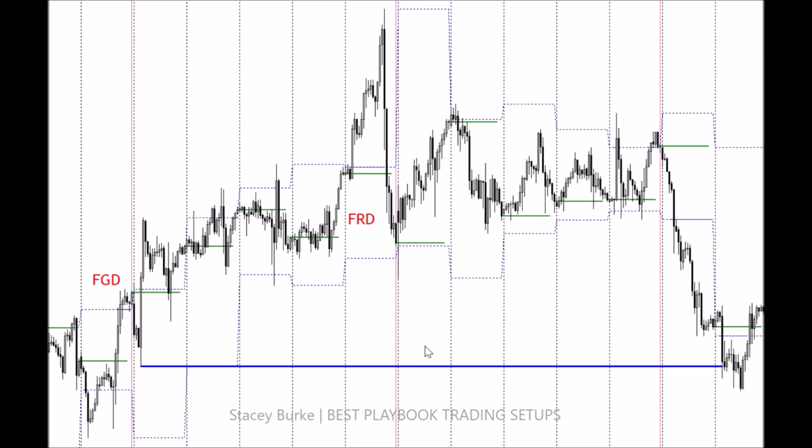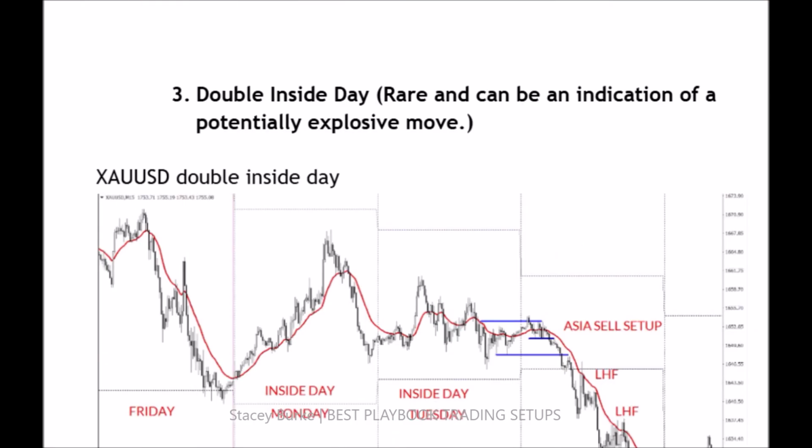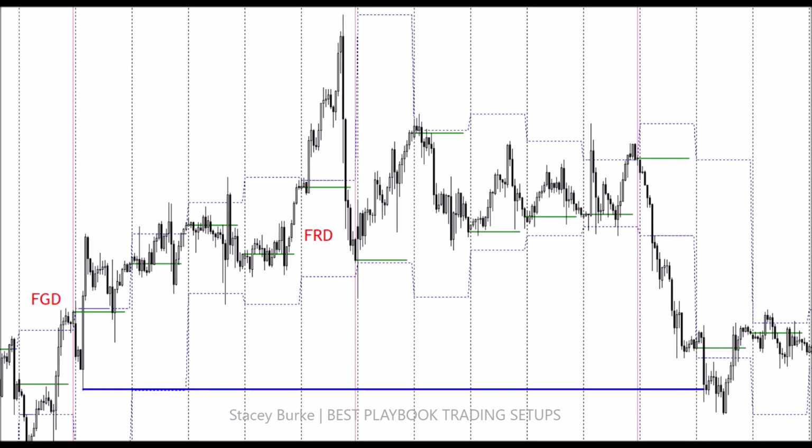False breaks of the inside bar, the double inside days, page 74 in the playbook, and understanding how when we have double inside days or even inside days, how the breaks of these highs into the closing range may have other time frame traders trapped at the extremes on the wrong side of the market.